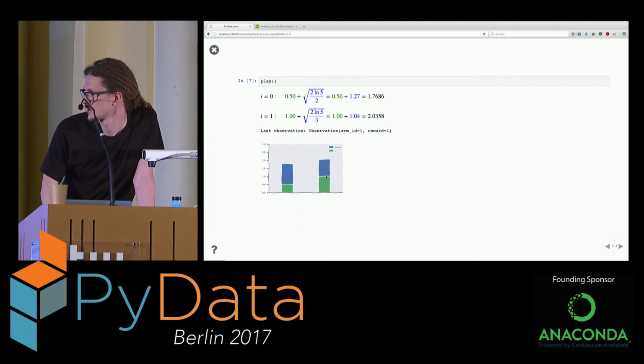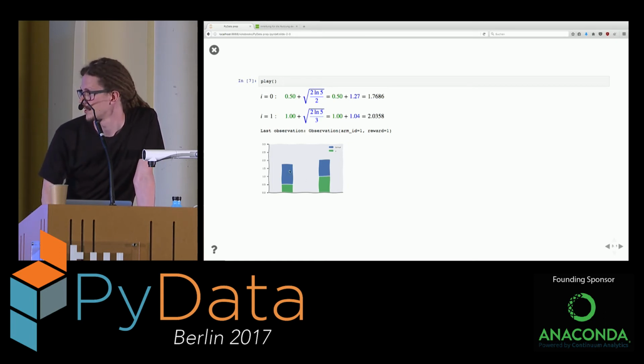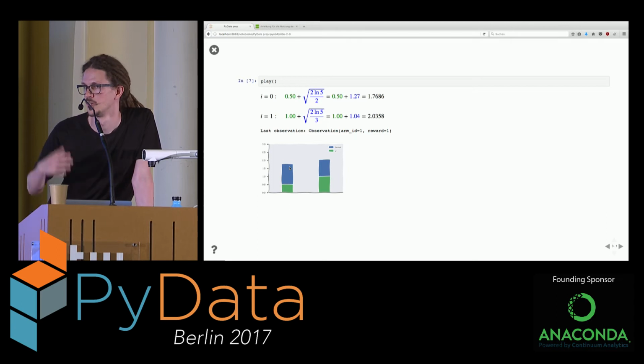So the mean reward is the 1. The exploration bonus decreased a little bit because we played it 1 more time. And on the left one, the exploration bonus increased because we didn't play it relative to the other one. So we are more likely to explore there. But still, the second bandit looks better. So let's play 1 more round.